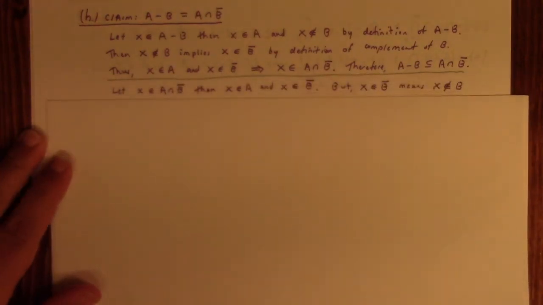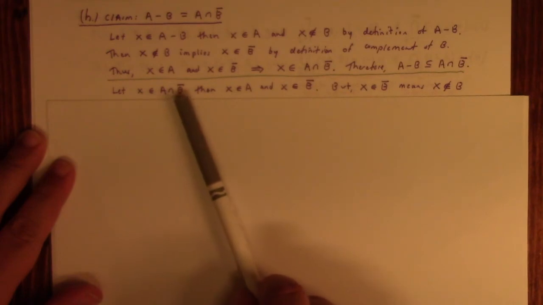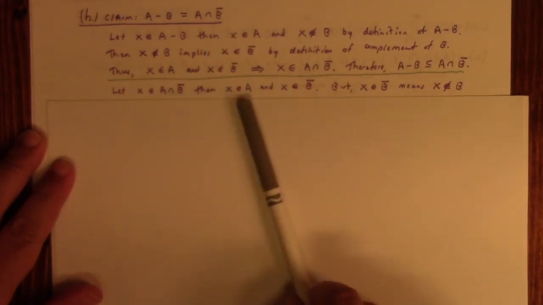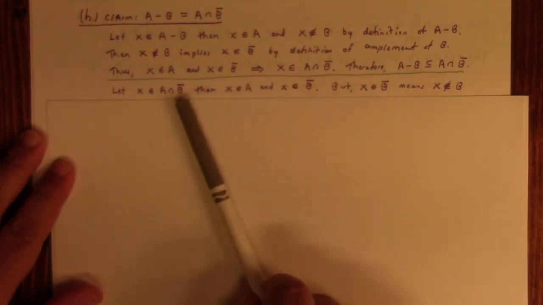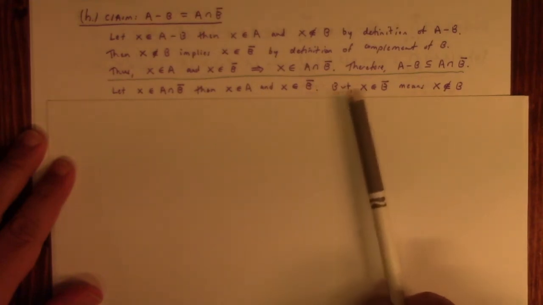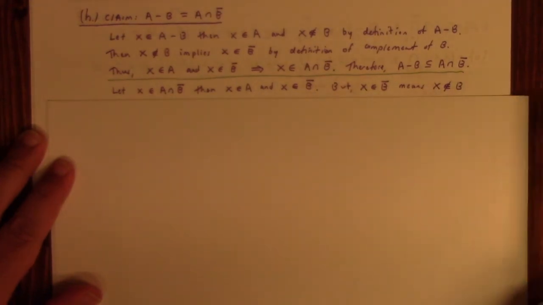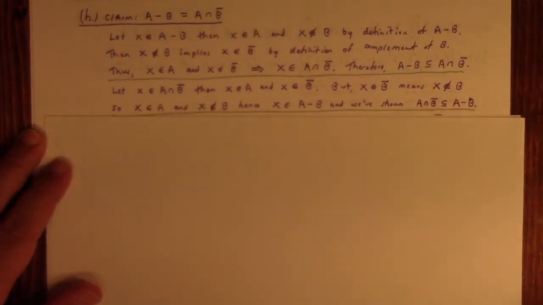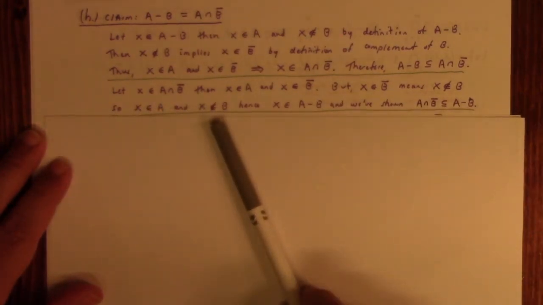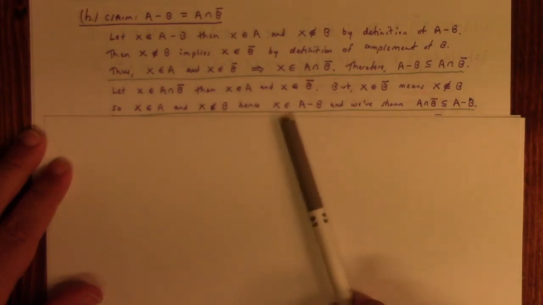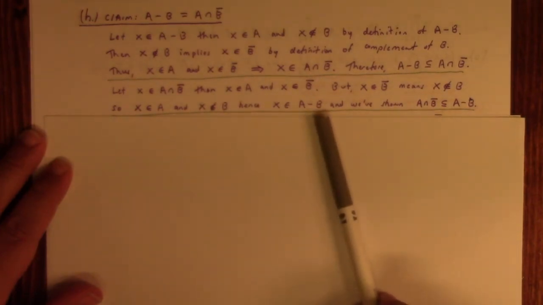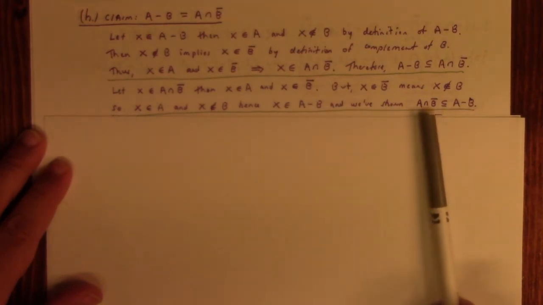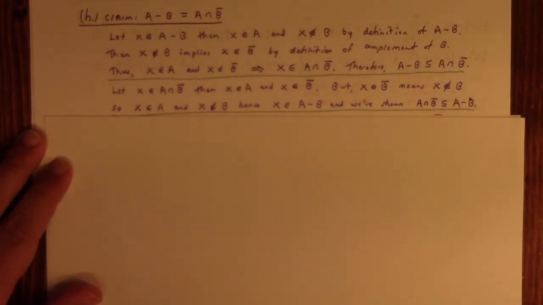Now the other direction. Let X be an element of A intersect B complement. Then X is an element of A, and X is an element of B complement. All right, but if X is in B complement, that means, of course, that X is not in B. Excuse me. So X is an element of A, and X is not an element of B. But by the very definition of set difference, that means X is an element of A minus B. Right? And we've shown that A intersect B complement is a subset of A minus B.